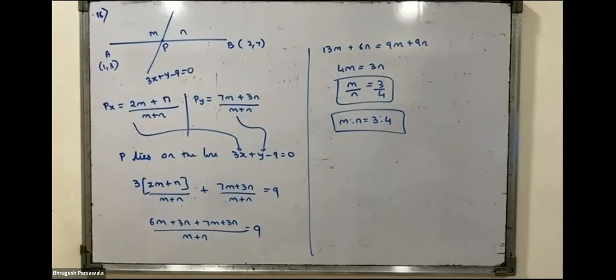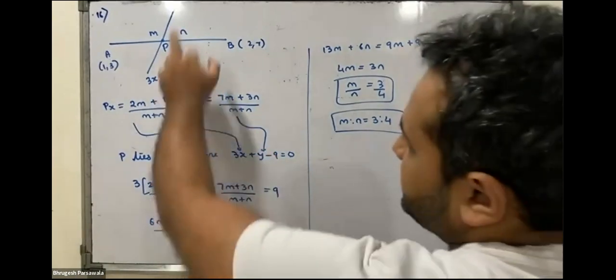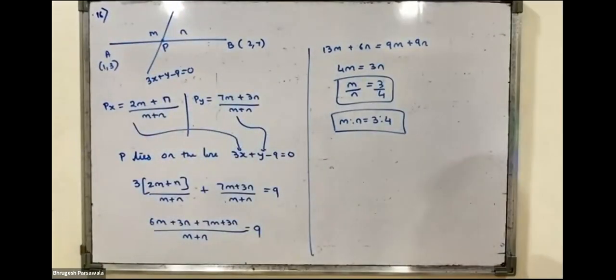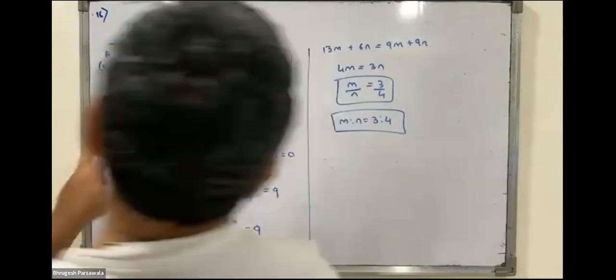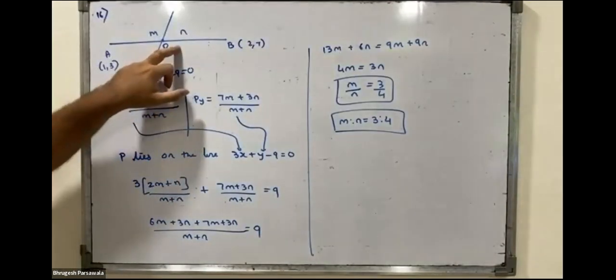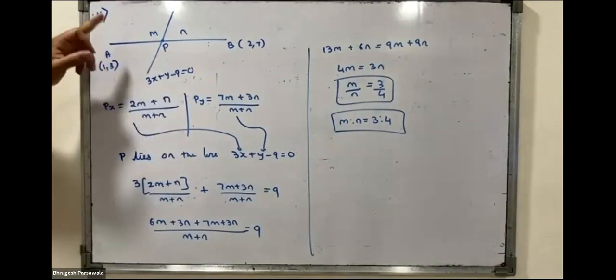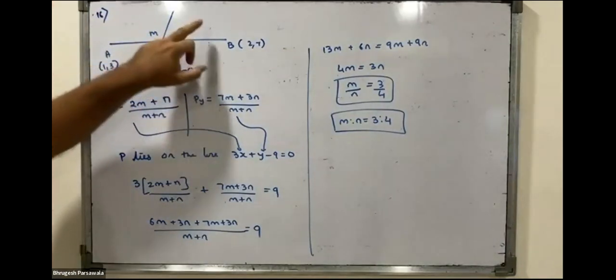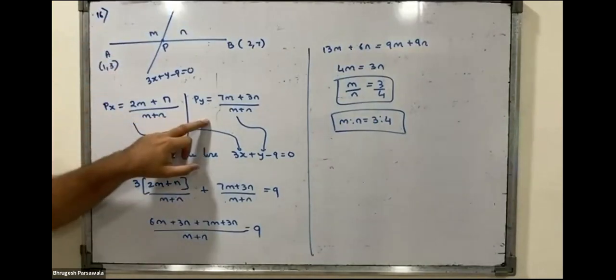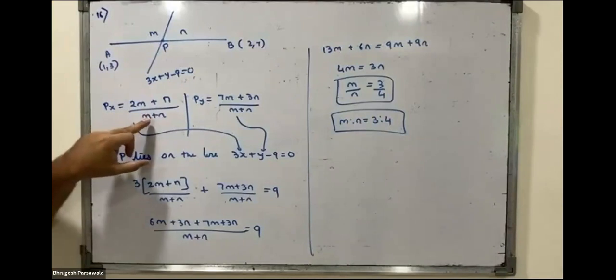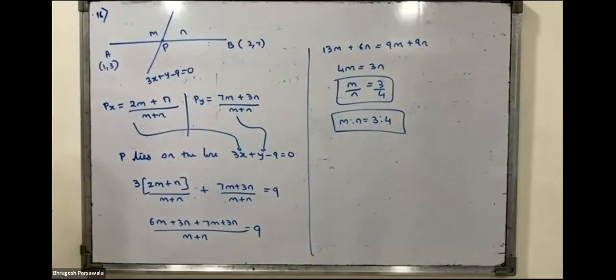Okay. So first I assume that this line intersects AB at point P. Okay. So I first found the point of intersection of point P using the general section formula, (mx2 plus nx1) upon (m plus n). Okay beta? So I found the coordinates of point P using the section formula. I got this and this in terms of m and n.